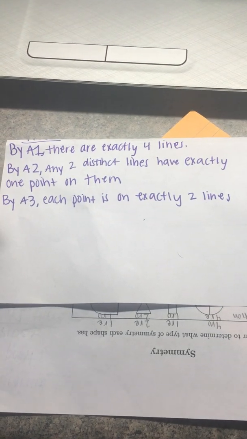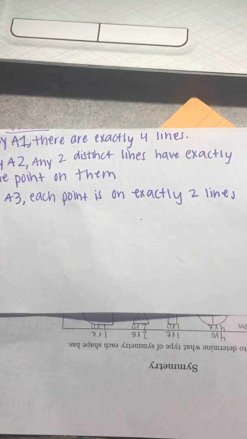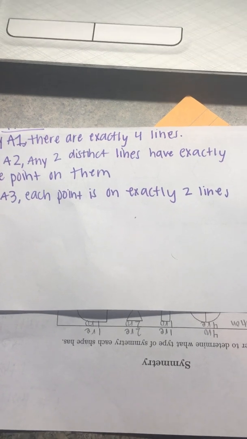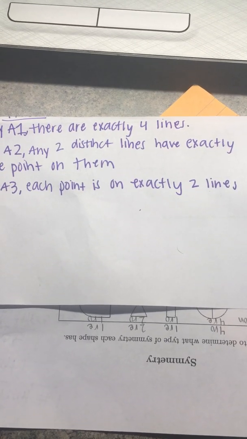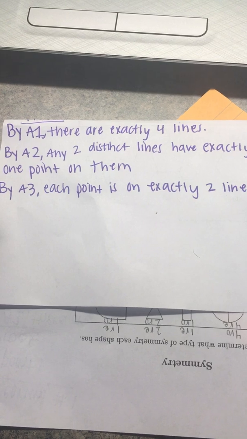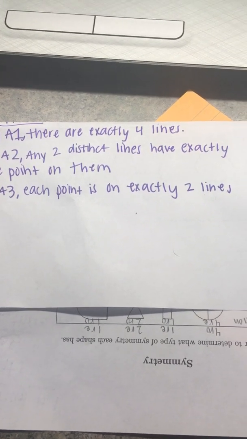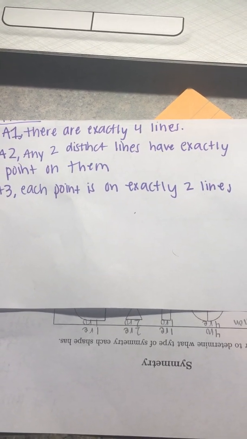Take 4 of finite geometry. So let's first look at our axioms or assumptions. A1, there are exactly 4 lines. A2, any 2 distinct lines have exactly 1 point on them. And A3, each point is on exactly 2 lines.